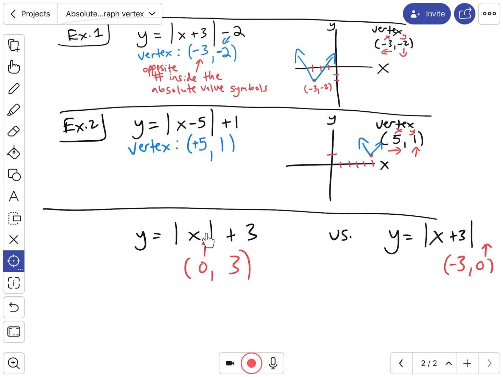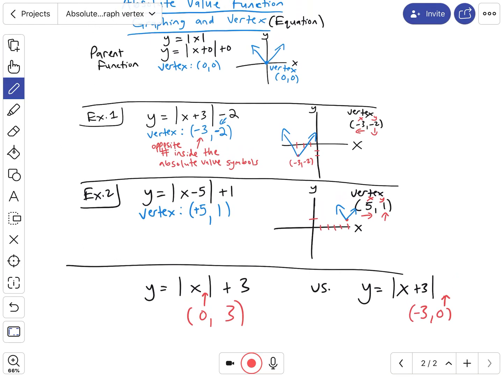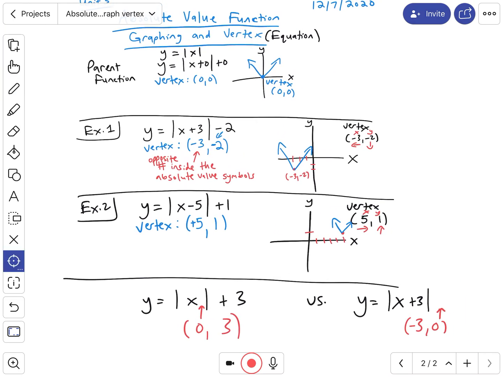When there's no number inside, that's going to be 0. When there's no number outside, that's going to be 0. But remember, the order matters. So this is first, second. So first is 3, second is 0. And again, the opposite of whatever's inside the absolute value. So there are 2 tricks you have to know: the order of the numbers in the vertex, and the sign of whatever number is inside the absolute value, that's going to change. But whatever's outside is going to stay the same. All right.